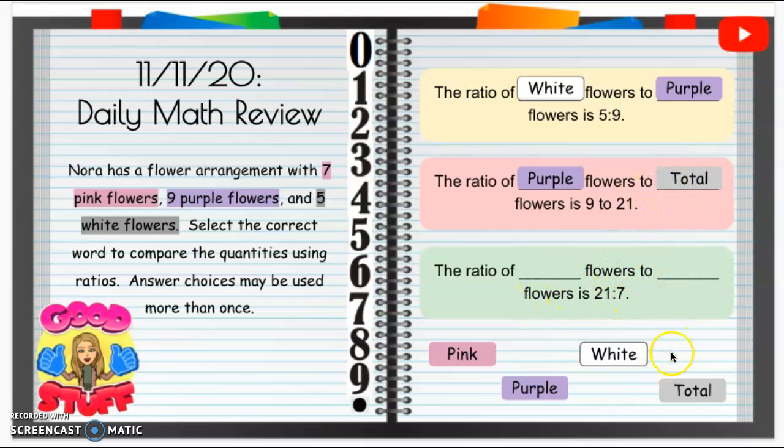All right, now the ratio of blank flowers to blank flowers is 21 to 7. Well, we just said the total is 21. So 21 is first. So we're going to have that total first. And then to 7, what color are there 7 flowers of? 7 pink flowers. Yay! So that's it for our DMR. Great job!